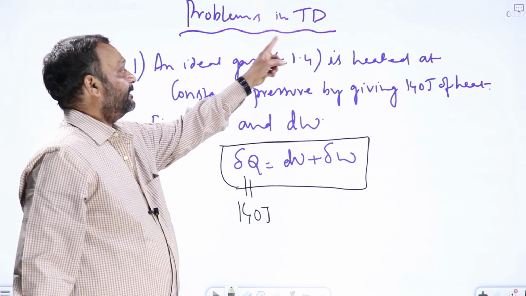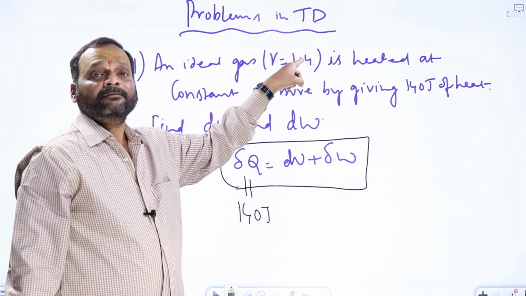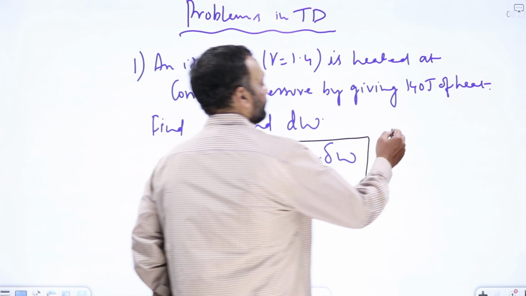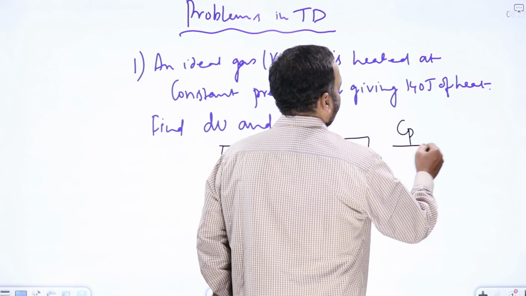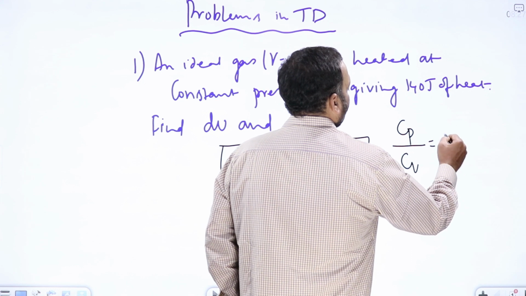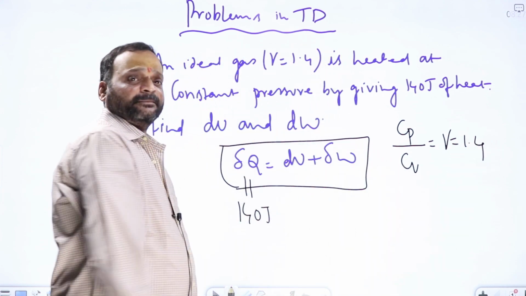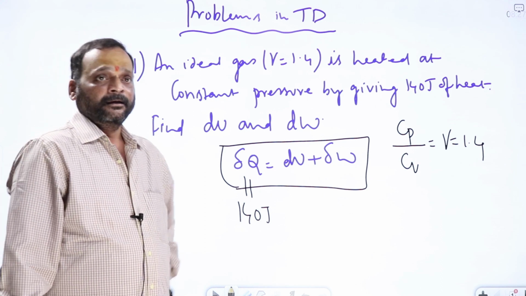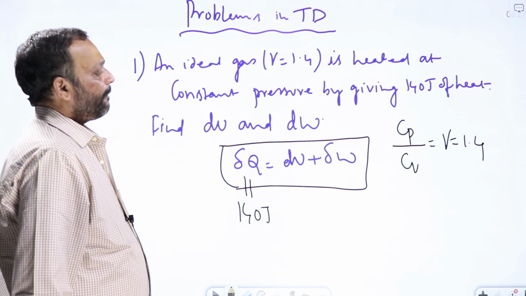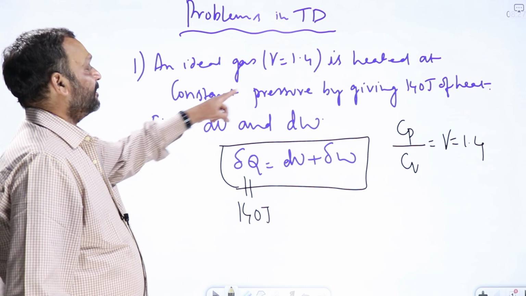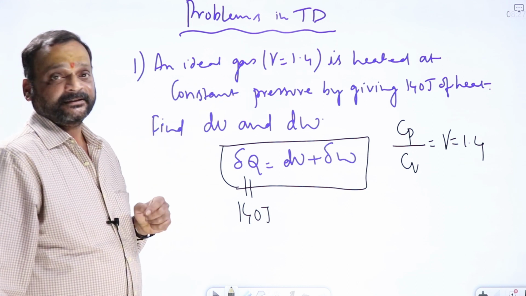For that he has given us a hint, gamma equal to 1.4. What is gamma equal to? Gamma is the ratio of specific heats, Cp by Cv, equal to gamma, that is equal to 1.4 it has given. Means it's a diatomic gas. Now, at constant pressure means it is an isobaric process.